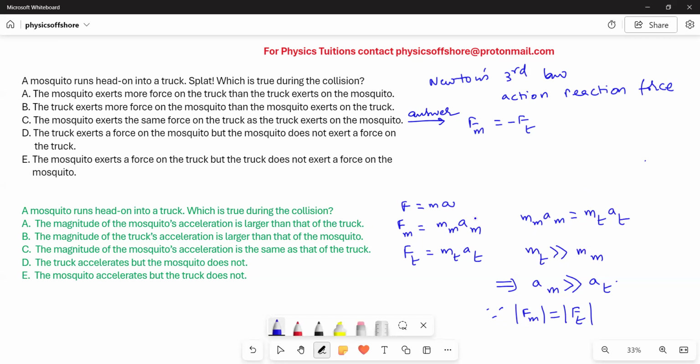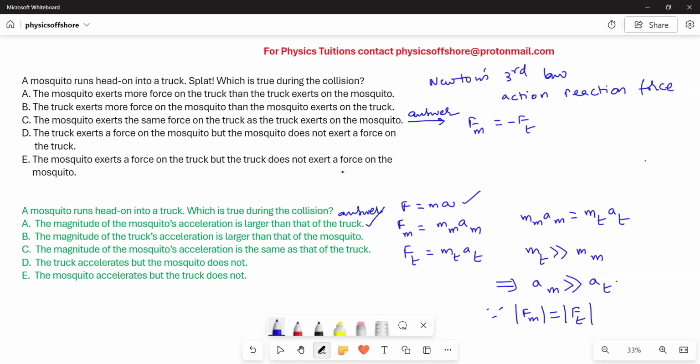Newton's second law, F = ma, means the acceleration depends on the mass. If you apply the same amount of force on two objects having different masses, the acceleration will be different. If the mass is more, the acceleration will be less. If the mass is less, the acceleration will be more. So select that one: the magnitude of the mosquito's acceleration is larger than that of the truck is the answer.